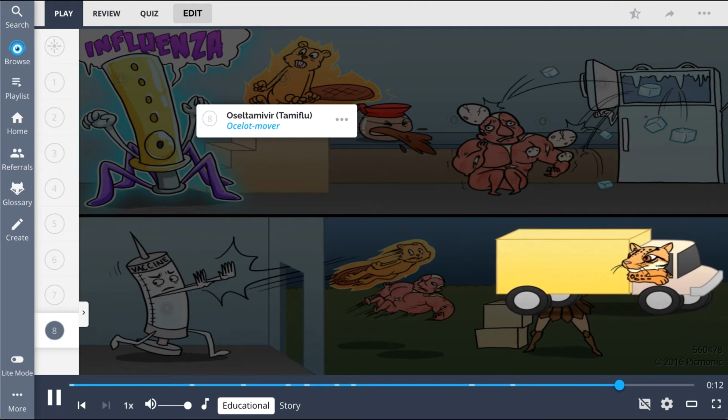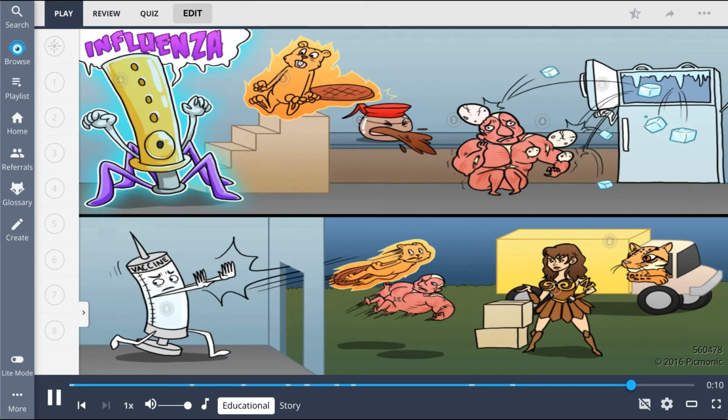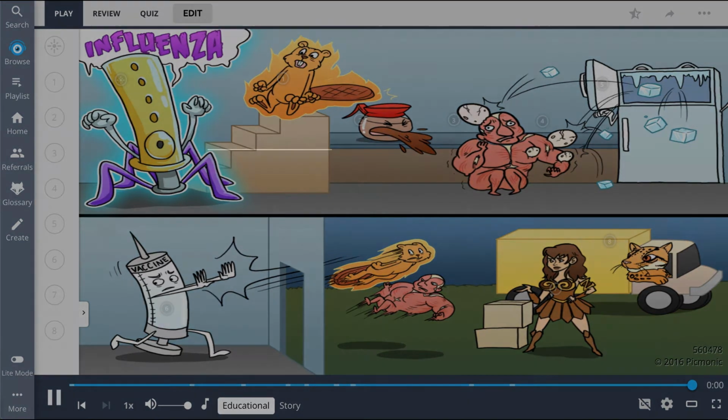So in review, influenza presents with a high fever, cough, headache, muscle aches, and chills. Prevention by vaccination is the most effective treatment, while the drugs zanemivir and oseltamivir can also be used.